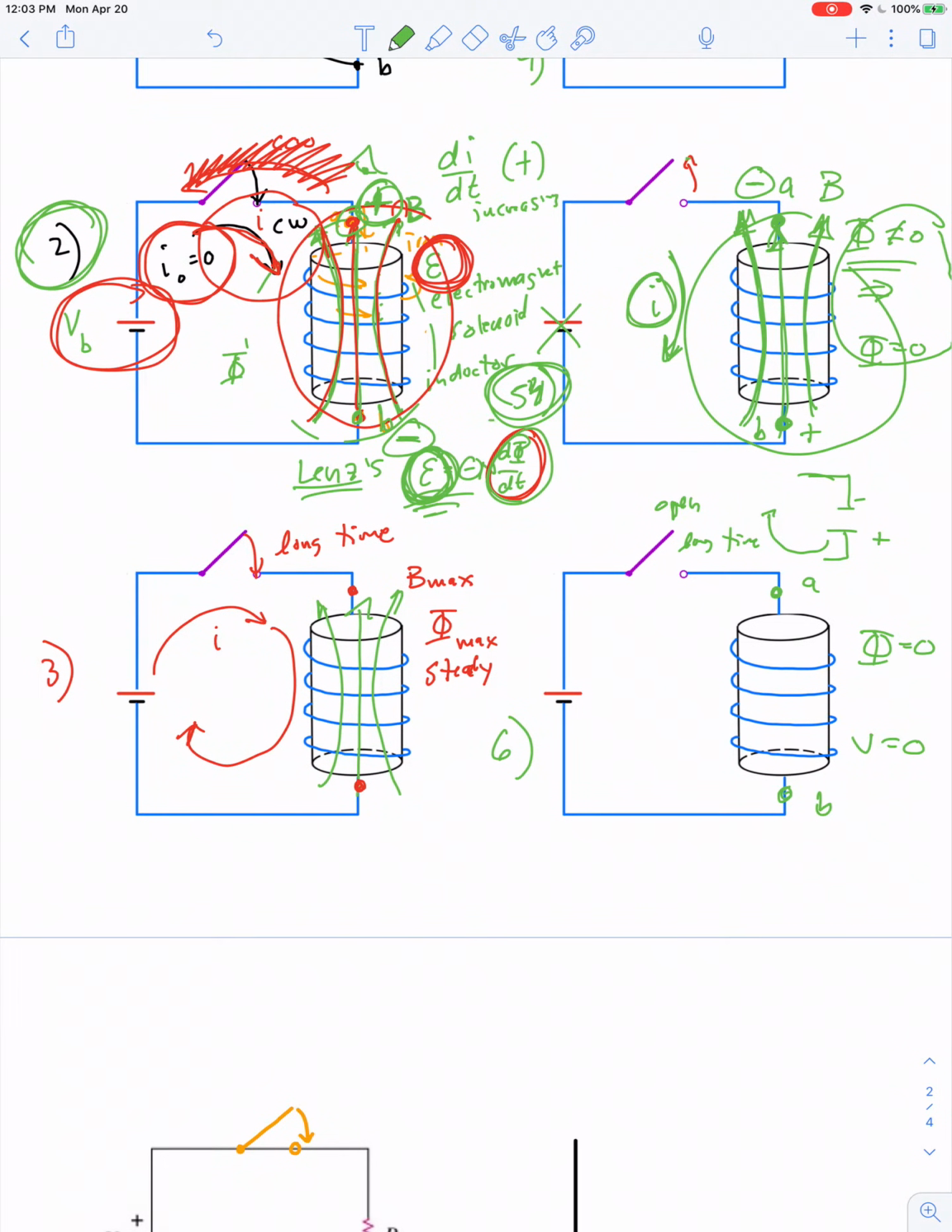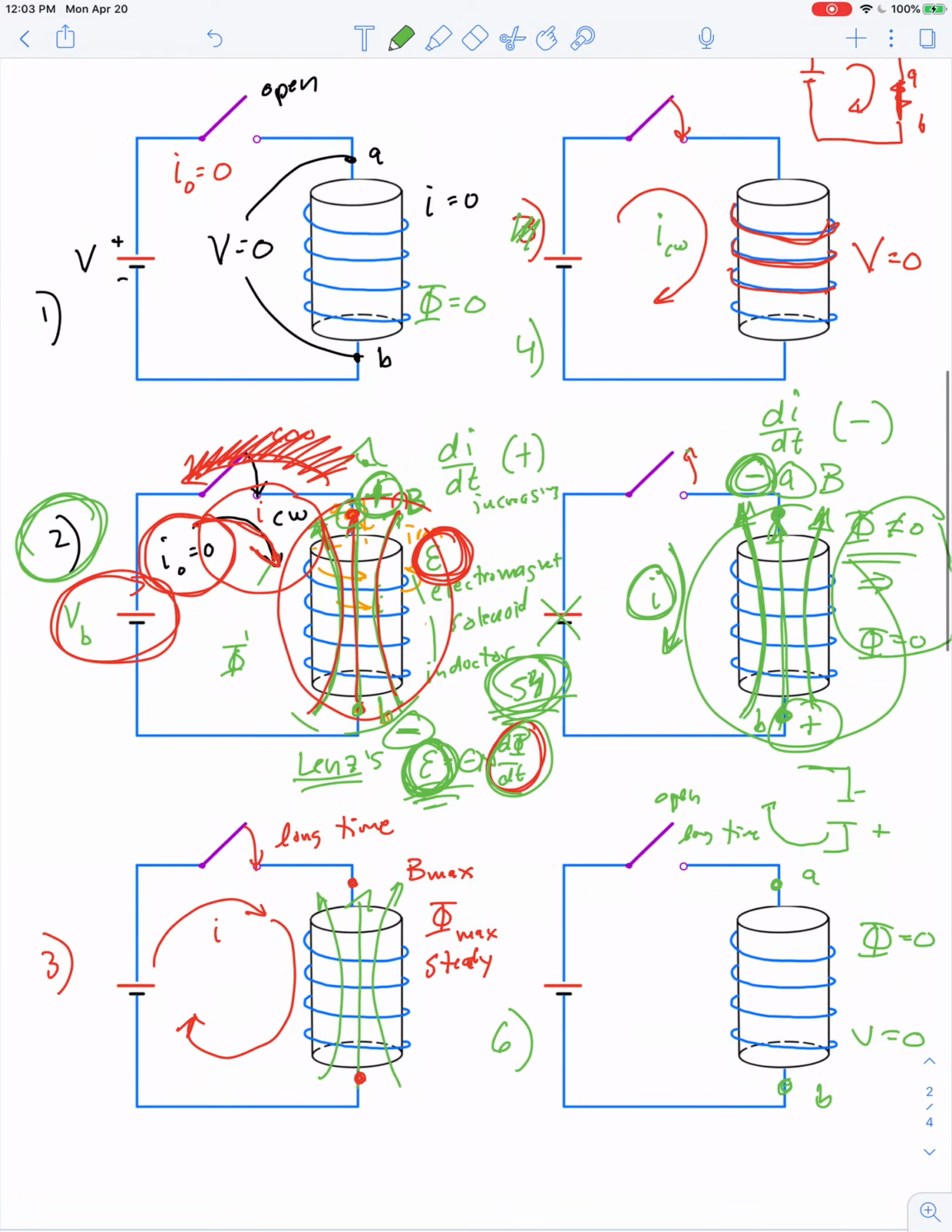Now it's just the opposite here in case number 5. When we suddenly open the switch, the current decreases. So di/dt would be of some negative value, and so that changed the polarity of the inductor, and A was the low potential and B is the high potential.